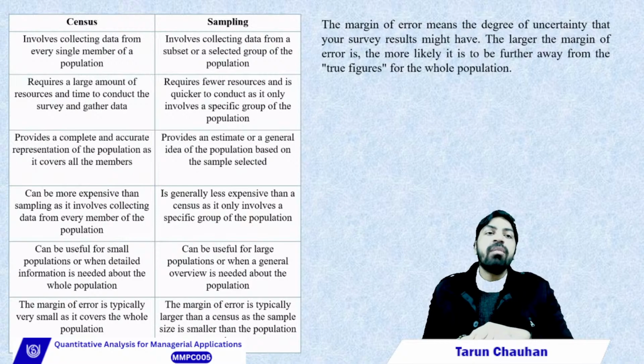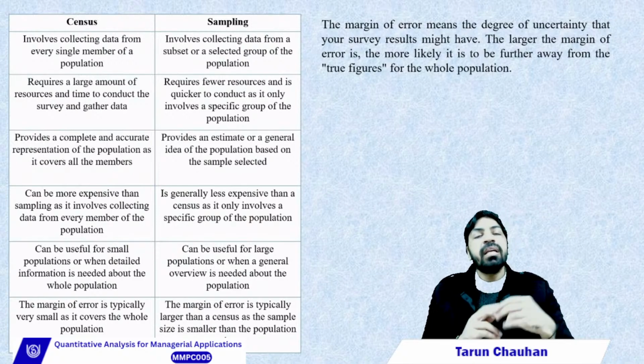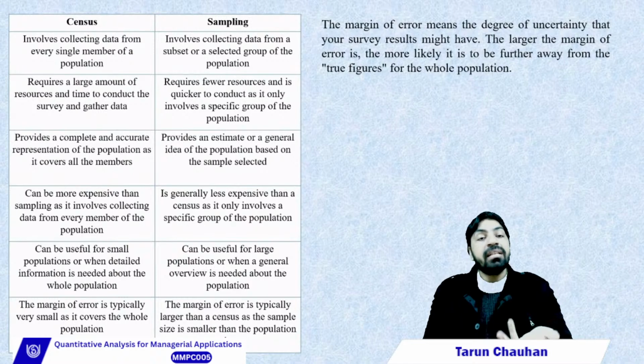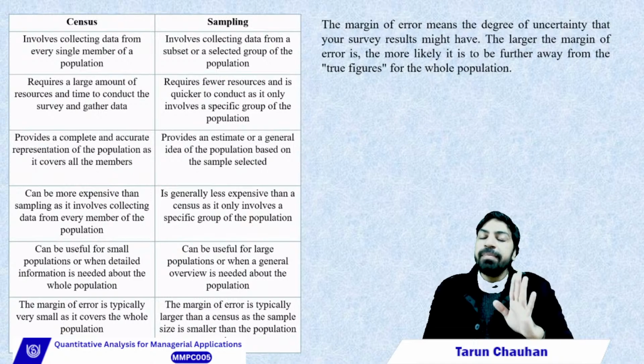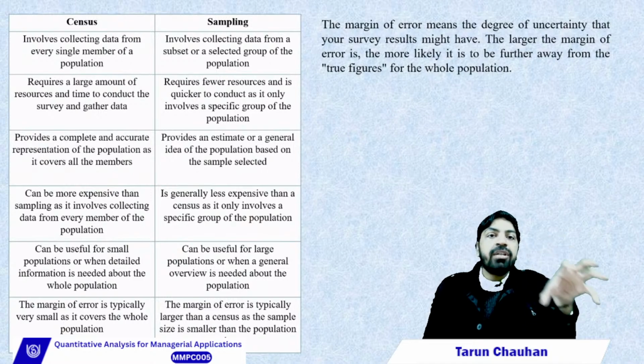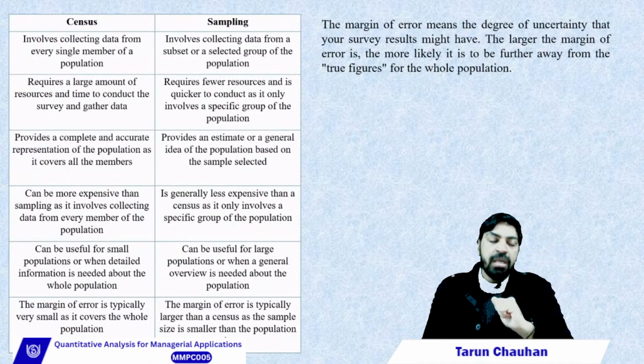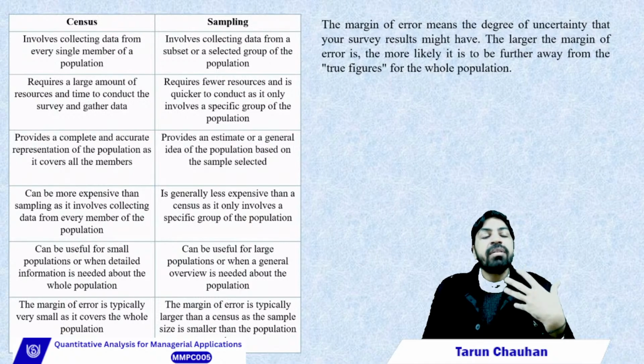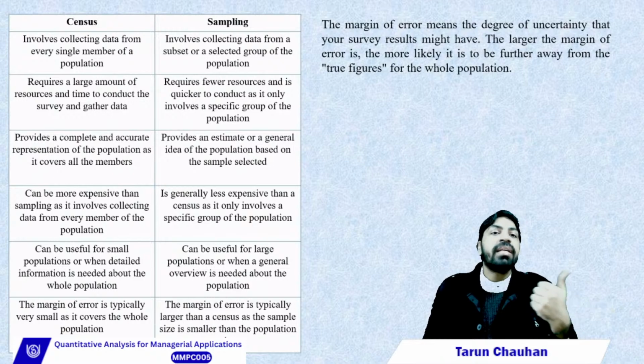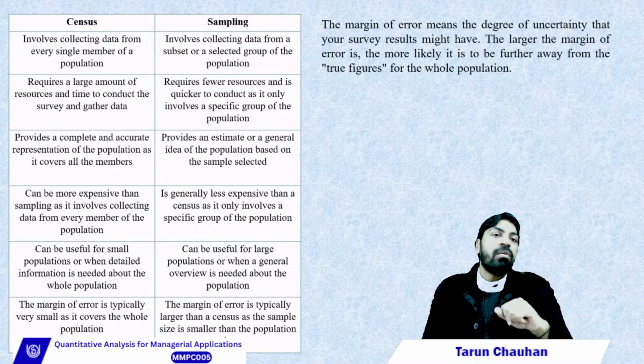When we talk about census, it includes each and every member of the population while collecting the data, but sampling collects data from a subset or a selected group of the population. For example, if a researcher wants to collect data from males and females, that is called a sample.